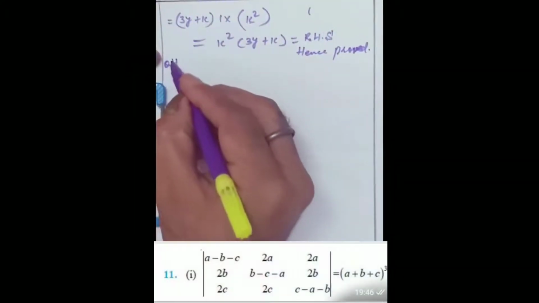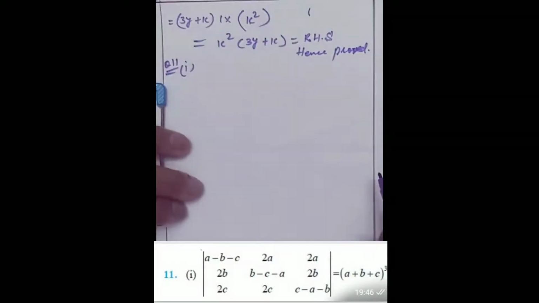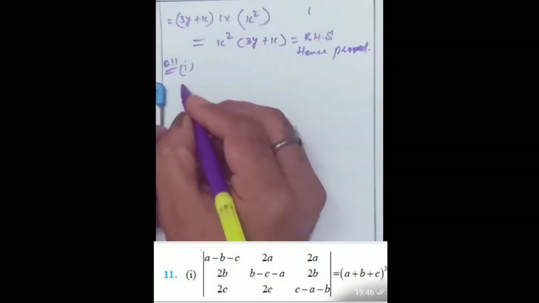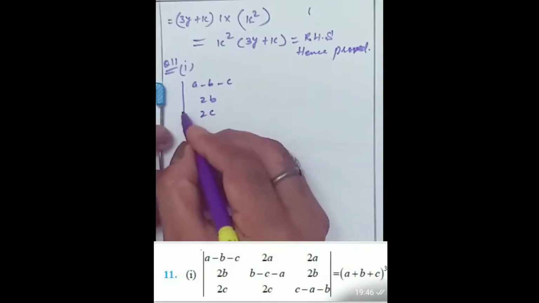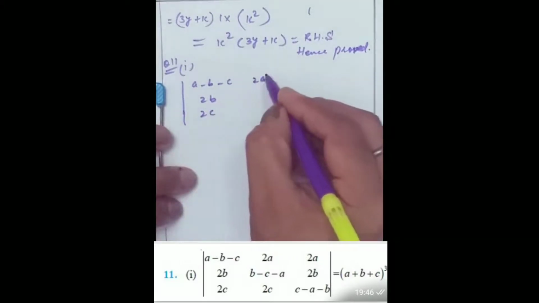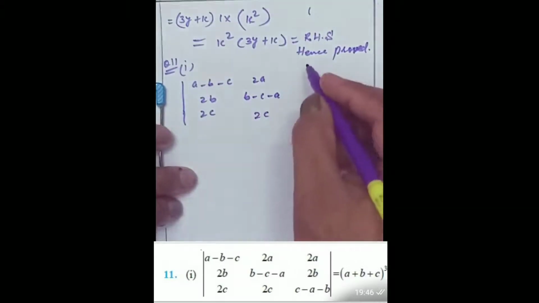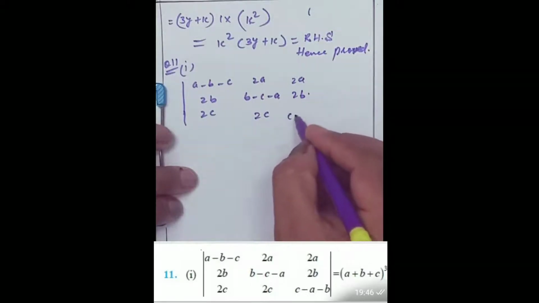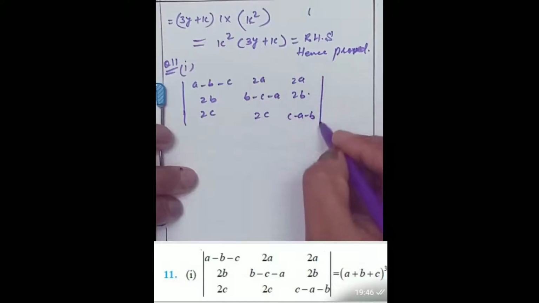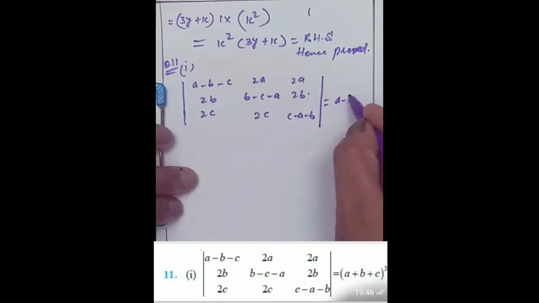Question number 11, part number 1. The determinant: a, minus b minus c, 2b, 2c; 2a, b minus c minus a, 2c; and 2a, 2b, and c minus a minus b. We have to prove it is equal to (a plus b plus c) whole power 3.